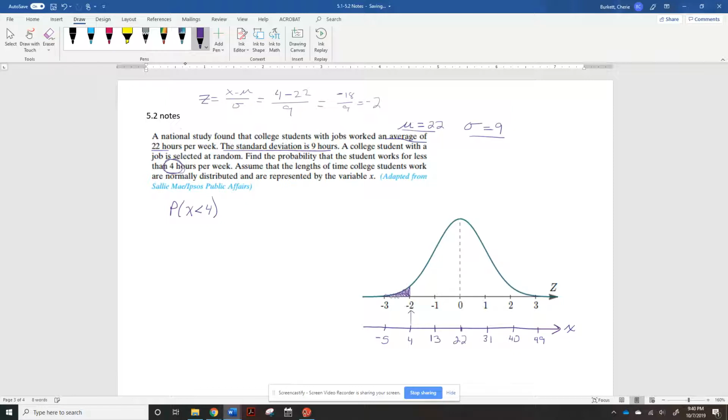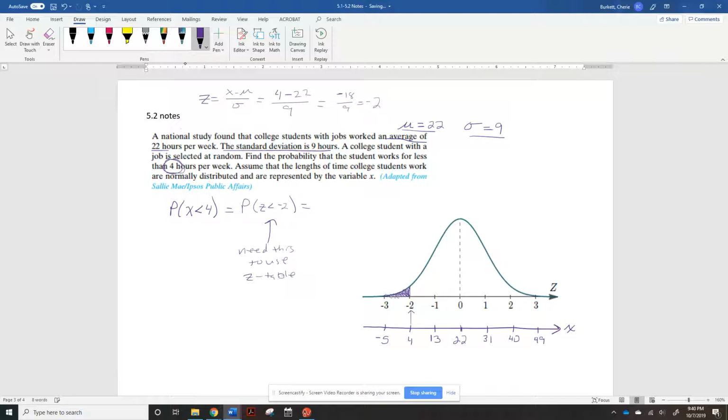So when we're finding the probability that X is less than 4, that's the same thing as finding the probability that Z is less than -2. Those are going to be the exact same number. If you're using a calculator, you don't really need this. You need this to use the Z table.